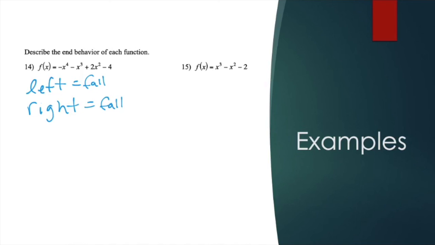All right, what about 15? We have to write a left and a right. Is this going to be both together, up and down, or is it going to be opposite? Opposite. Okay, so it's going, and I have to actually do this with my hands. It's going uphill, right? So it's like this. So left will be fall, and right will be rise.